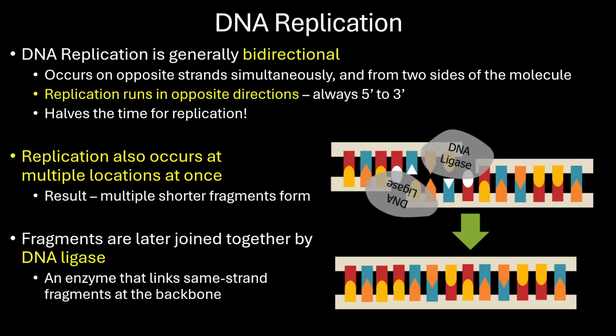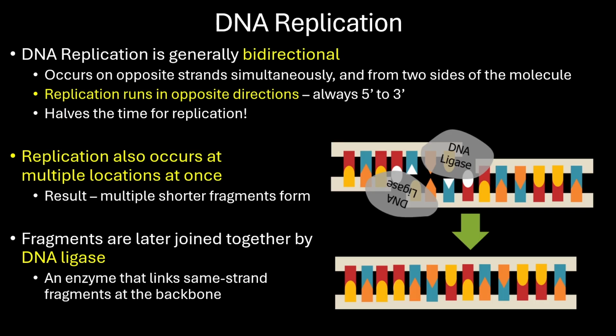Now, replication can happen not just on both strands at the same time, having the amount of time that it takes to do the replication, but it's also something that can happen at multiple locations on the same molecule at once. The result is that we can end up with multiple shorter fragments that form along that new building strand. That will dramatically speed up the amount of time it takes to duplicate the entirety of an organism's genome. Remember, there are many, many genes that form an organism's genome. That's a lot of individual nucleotides that have to be duplicated.